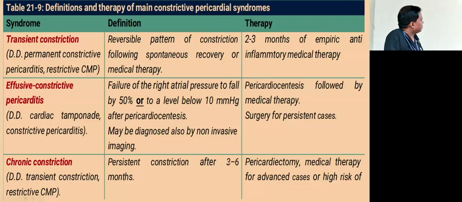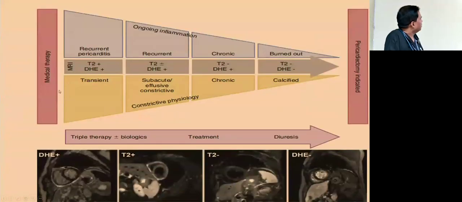So chronic constriction is persistent constriction after 3 to 6 months, where in spite of medical therapy it has failed, and then the patient has to undergo a pericardiectomy for advanced cases. So this is a spectrum of constrictive pericarditis: recurrent pericarditis, which is transient and treated. Then there is some subacute phase where ongoing inflammation is still there. Then gradually it goes into chronicity, and after that there is burnt out constrictive pericarditis. So in spite of treatment with NSAIDs plus or minus biologics, sometimes they may go into chronic constrictive pericarditis.